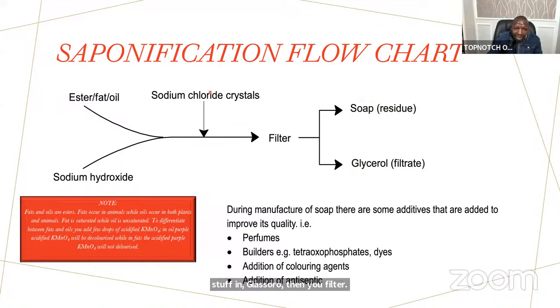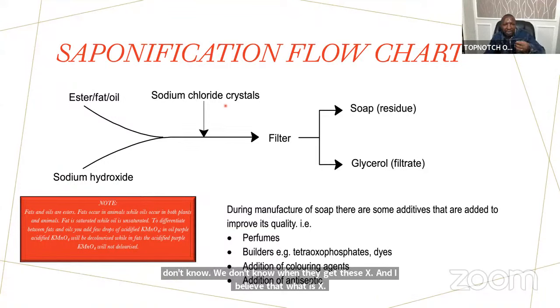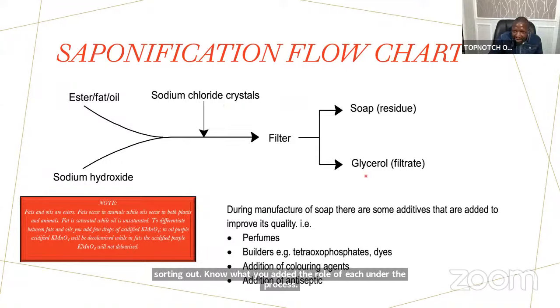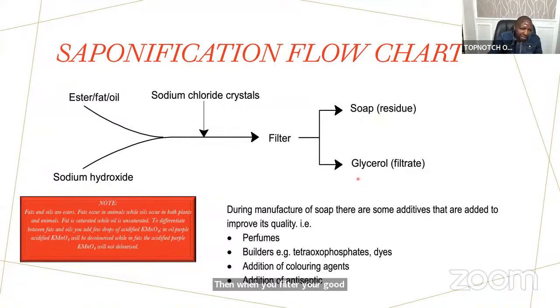You can be given something in an exam, where the examiner writes this is X and asks what is X? X is sodium chloride. What is the role of sodium chloride? To reduce the solubility of soap in glycerol. What do you call that process? It is salting out. Know what is added, the role of each, and the process. Then when you filter, you have the soap as residue and glycerol as the filtrate.